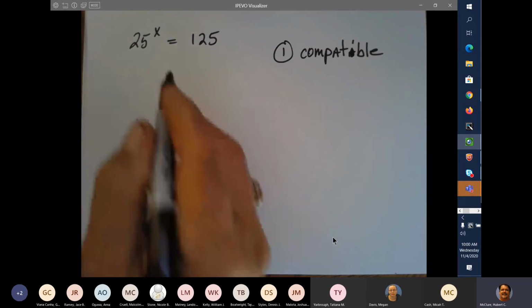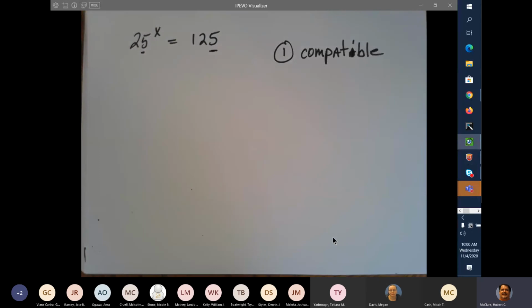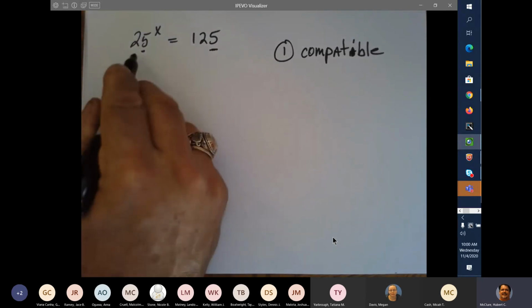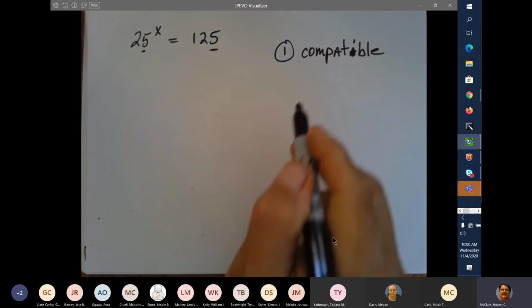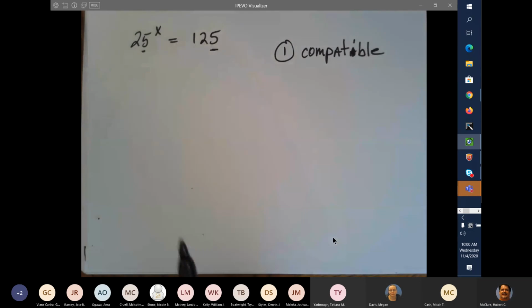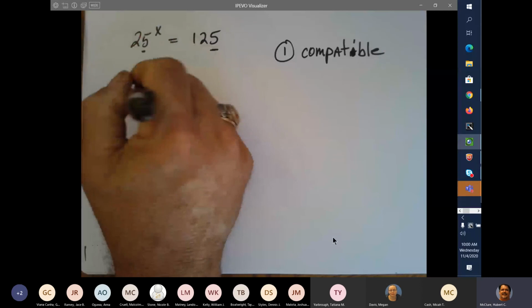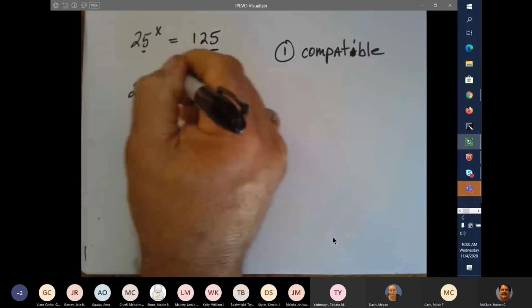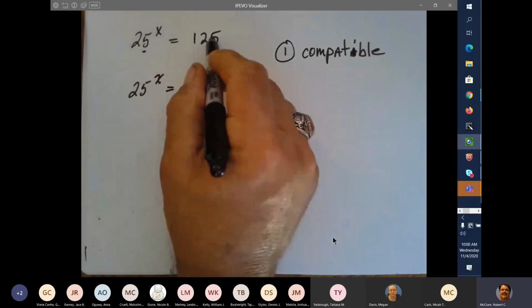So what do you mean compatible? Well, you see the 5 and the 5, then I know that these two are multiples of 5. That's compatibility. What if this was a 2 and this was a 25? There'd be no compatible, no speak English, no compatible. So you got to look for some kind of compatibility. I can rewrite this as 25 to the x power is equal to, what is this? Well, the compatibility is this is 25 to the what?